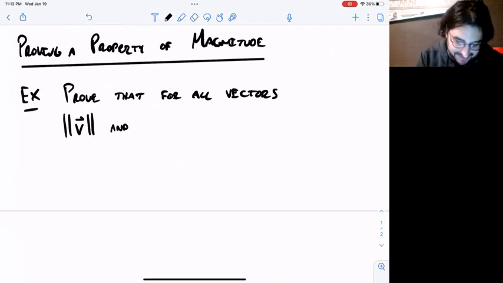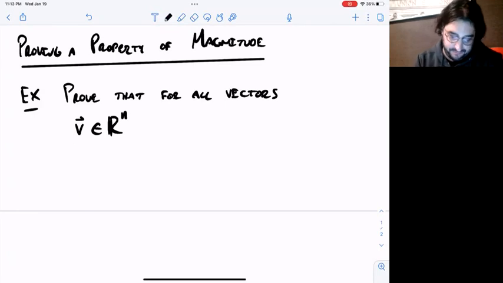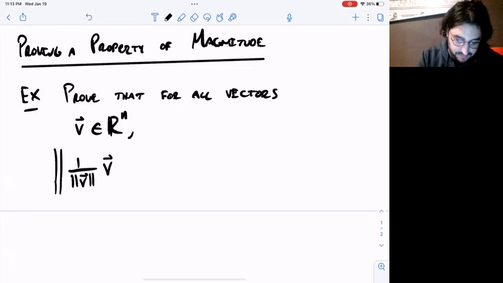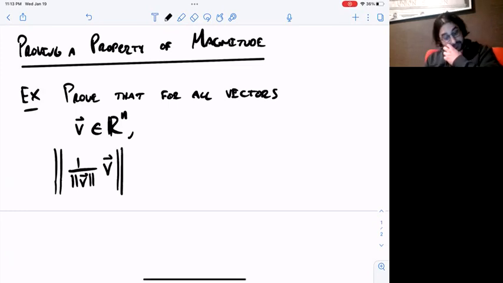Prove that for all vectors v in n-dimensional real Euclidean space, the magnitude of one over the magnitude of v times v equals 1. Prove that, right?